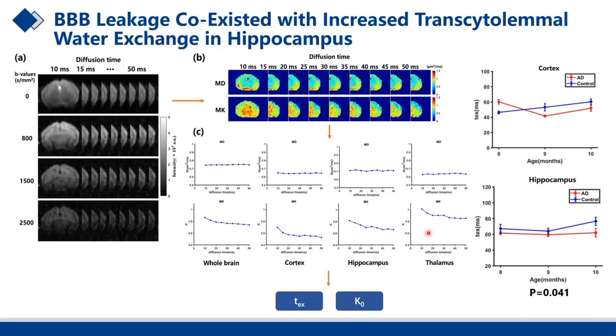We also used a diffusion-based method to look at the intercellular water exchange. That means that the water exchange is not only present at the BBB level, it also occurs between the cells in your brain. And we indeed found that the exchange time of the water is decreased in the AD mice, especially in the hippocampal region. That means there is increased water exchange across the cells in the brain in the AD mice, which means that this coexisted with our BBB leakage.